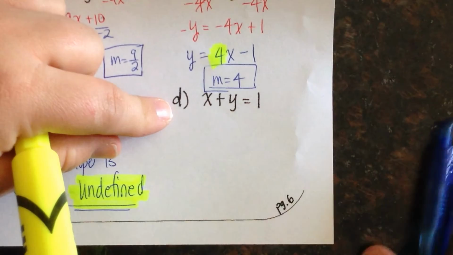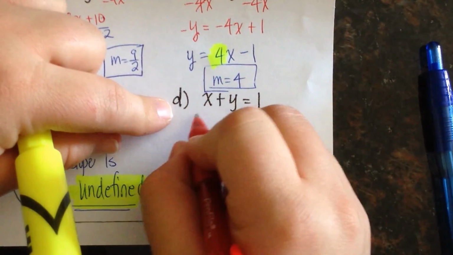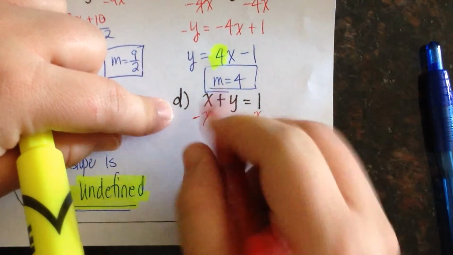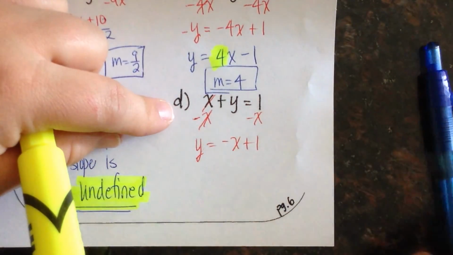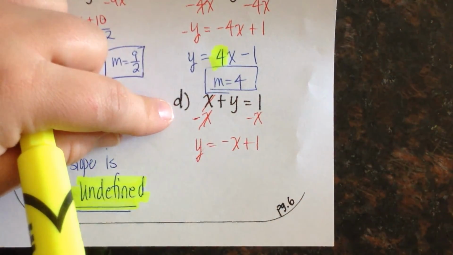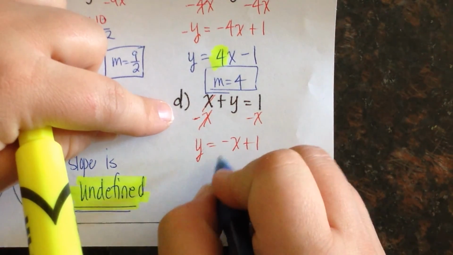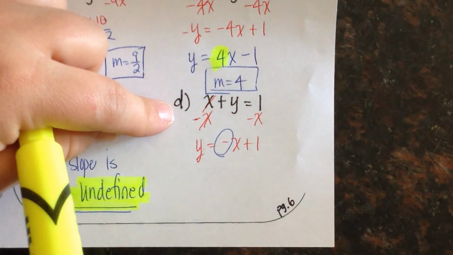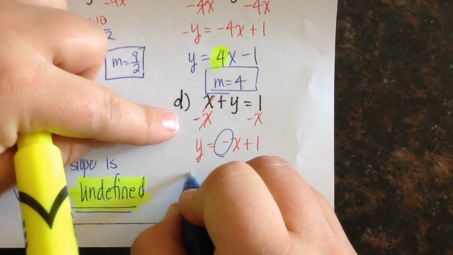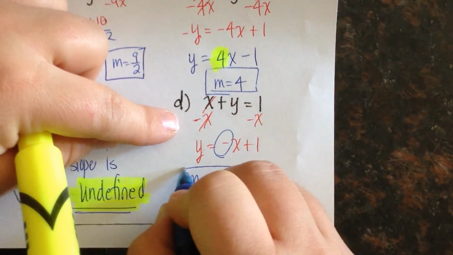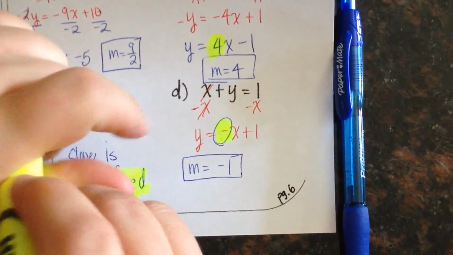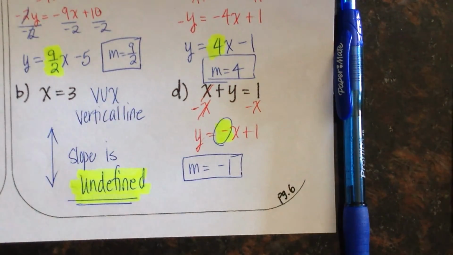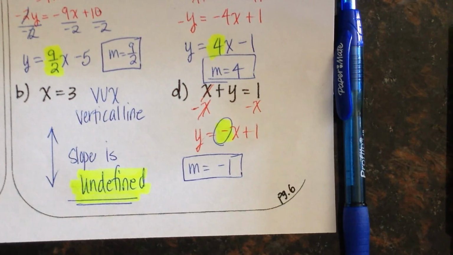Okay. Last one, get y by itself. Subtract x from both sides. y equals negative x plus 1. This is in the format of y equals mx plus b. This value here is an understood 1. So m is equal to negative 1. You don't see the 1, but it's understood. Okay, and so this is what you should be able to get through by the end of this first lesson.